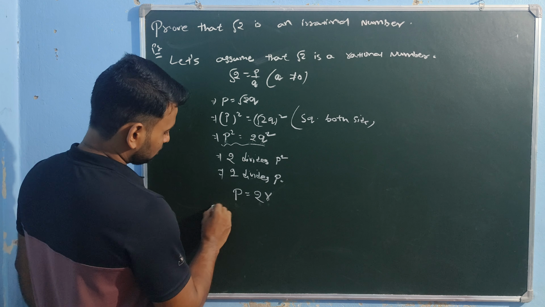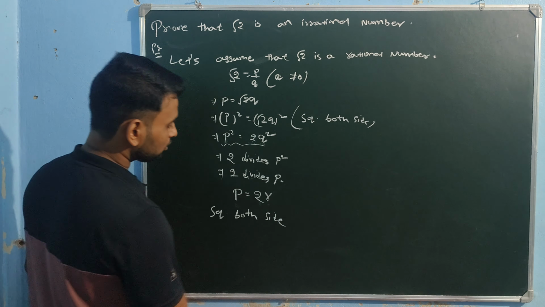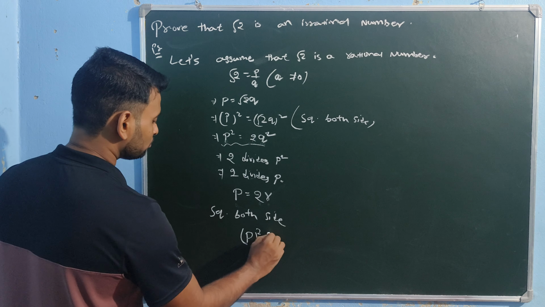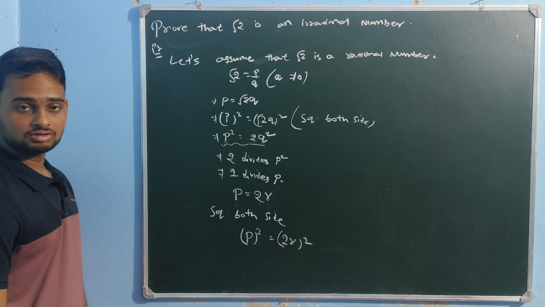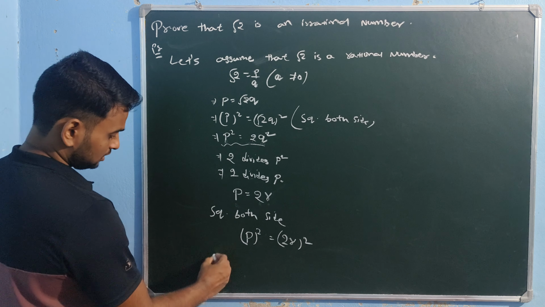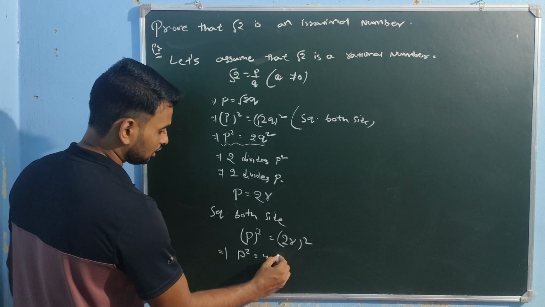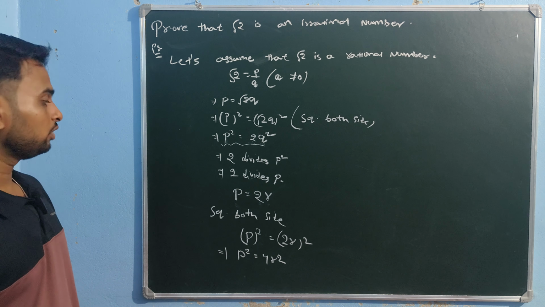Now squaring both sides. By squaring both sides, p square is equal to 2r square, that implies p square is equal to 4r square.